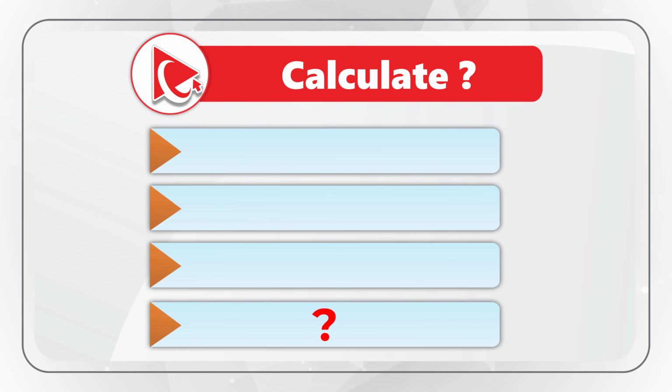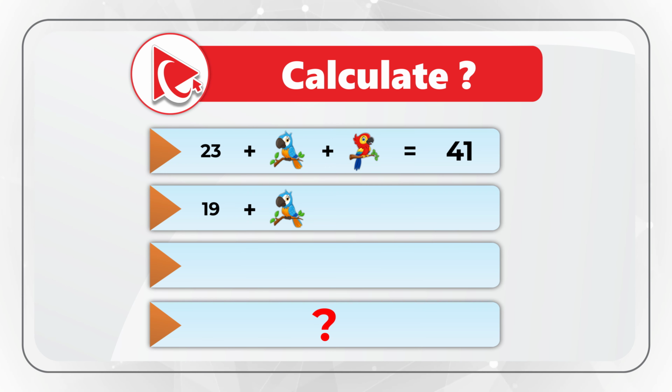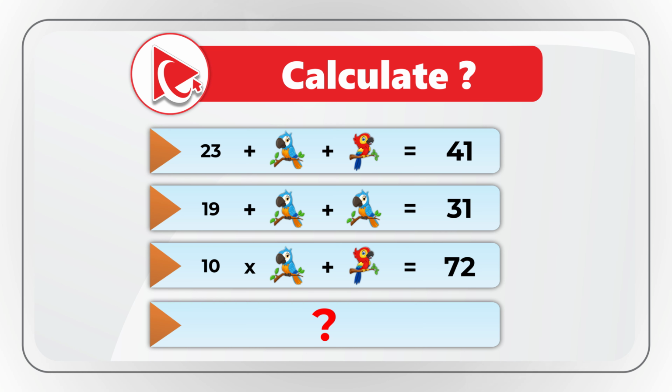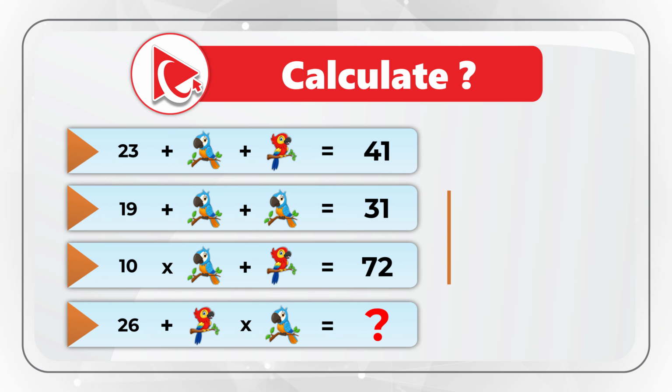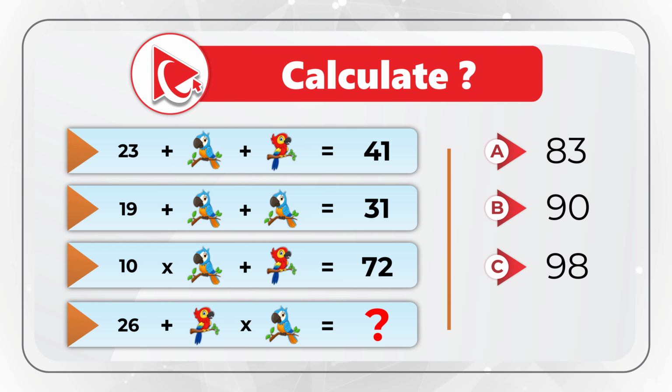The first equation is 23 multiplied by blue parrot plus red parrot equals 41. Second equation, 19 plus blue parrot equals 31. Third equation is 10 multiplied by blue parrot plus red parrot equals 72. And last but not least expression is 26 plus red parrot multiplied by blue parrot equals missing value. You need to select missing value out of 4 possible choices. Choices A, 83, choice B, 90, choice C, 98, and choice D, 107.